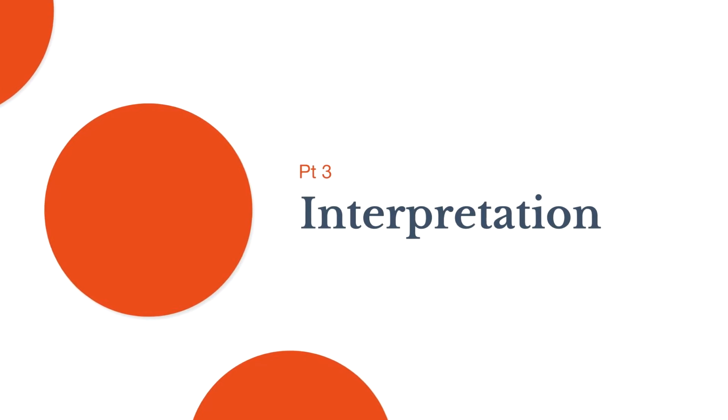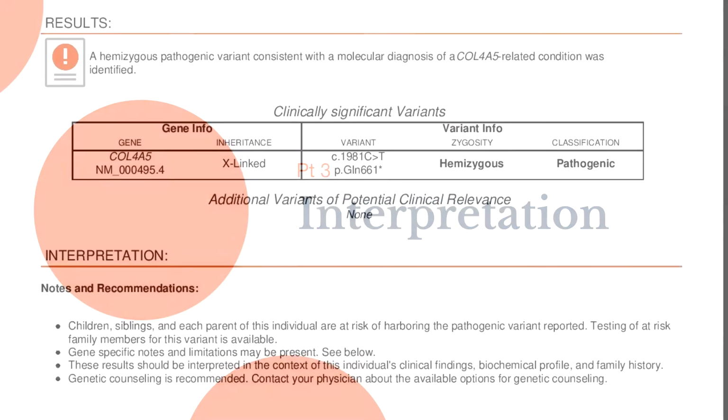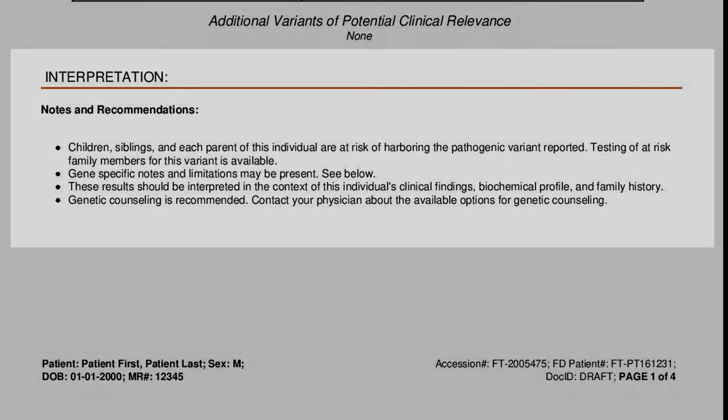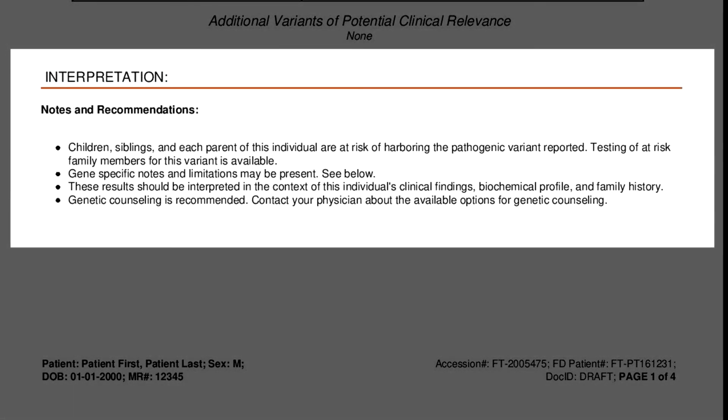Part 3. Interpretation. The last section, typically appearing on page 1 of our report, is the beginning of the interpretation section. In notes and recommendations, we provide a mix of standard language and test-specific information we feel might be relevant for the case. In addition to recommending genetic counseling, we may note if familial testing is recommended for VUS, or if there are any other concerns we feel are worth sharing.